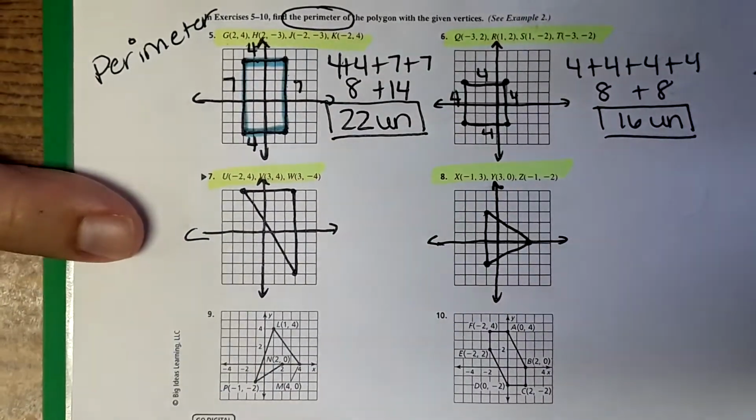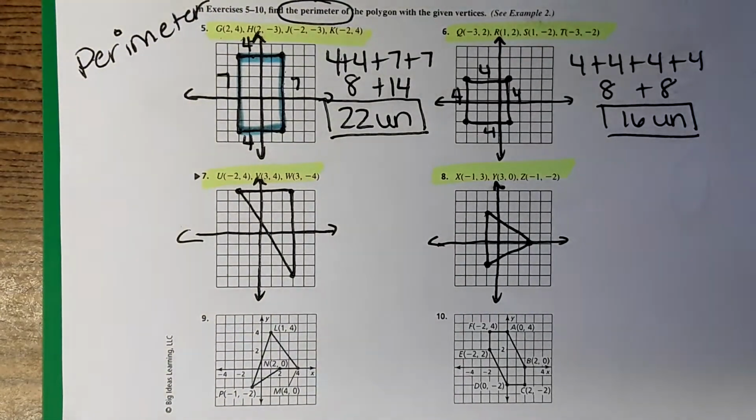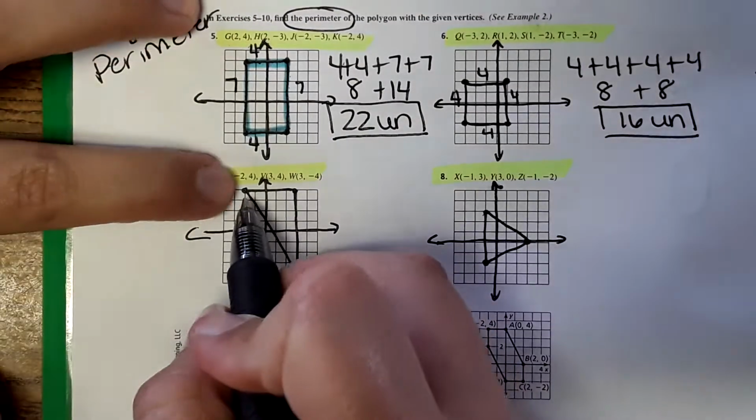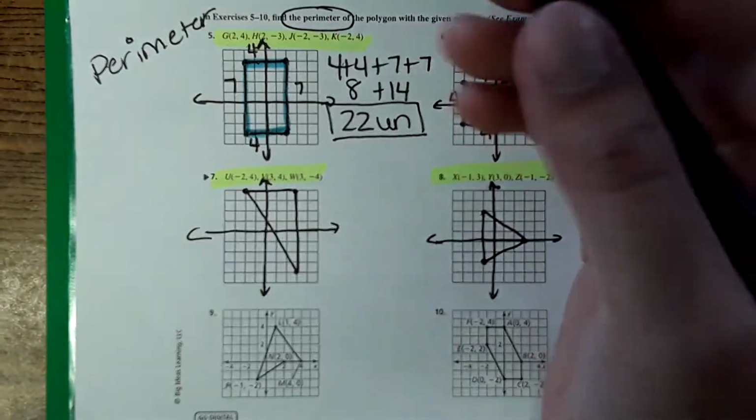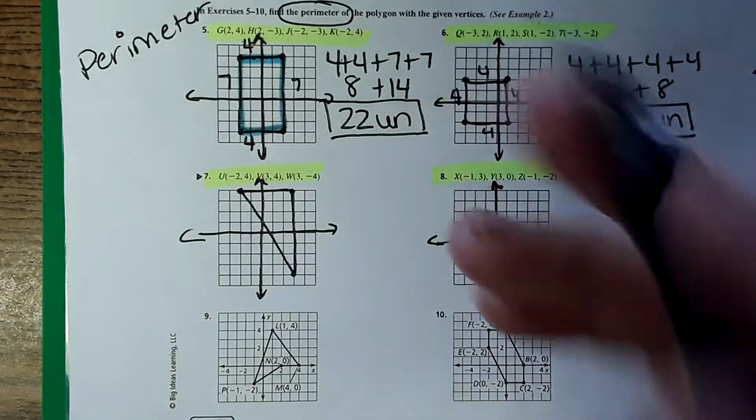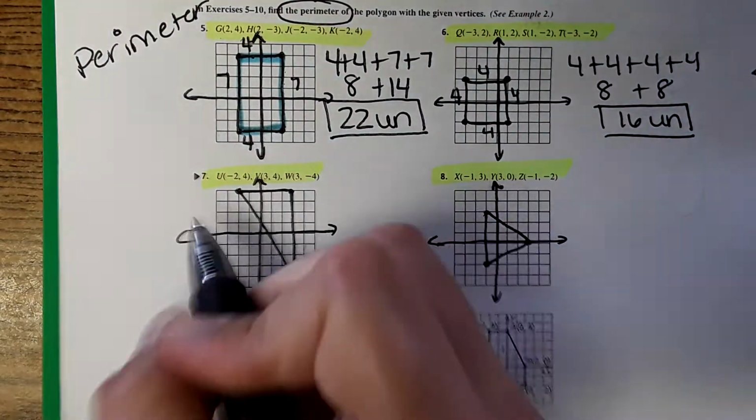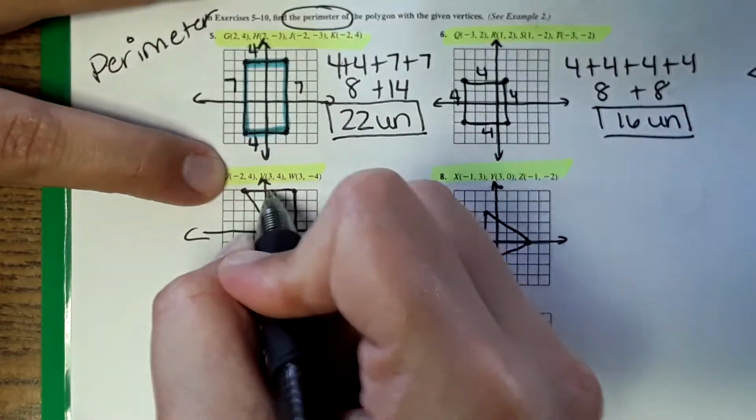Okay, number 7, now we have a triangle. Two of the sides are just horizontal and vertical, so for those we can count the units, but for the diagonal we're actually going to have to calculate the length. So for the ones that are straight, I'll find those first. 1, 2, 3, 4, 5.